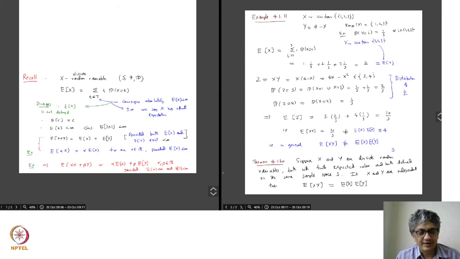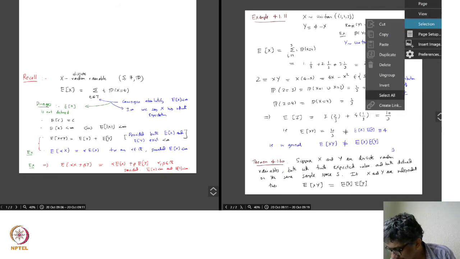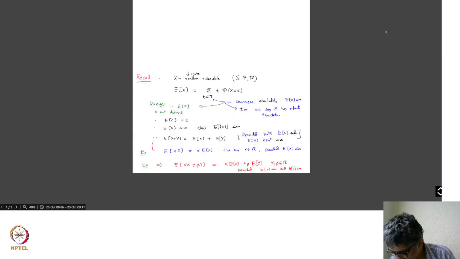I just want to clarify that it's not an if and only if condition. You could have the equality be true and the random variables not be independent. We will check that as we go along in the course. But in general, E of XY is not equal to E of X times E of Y.